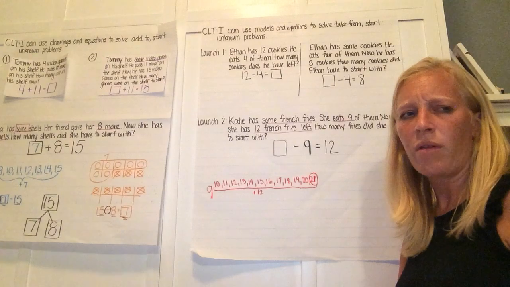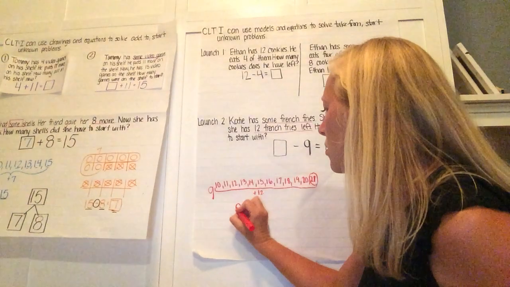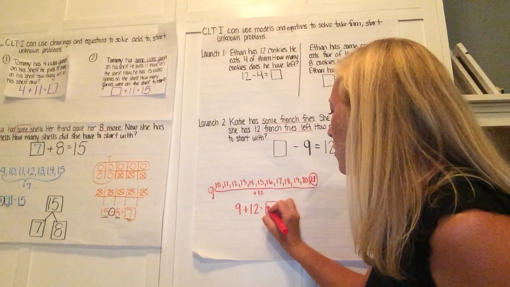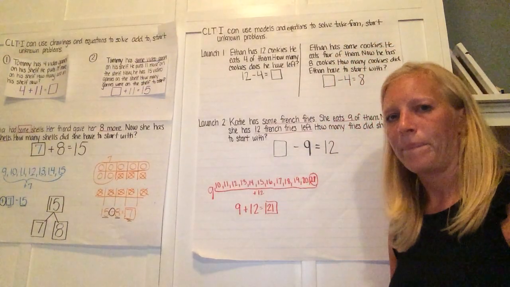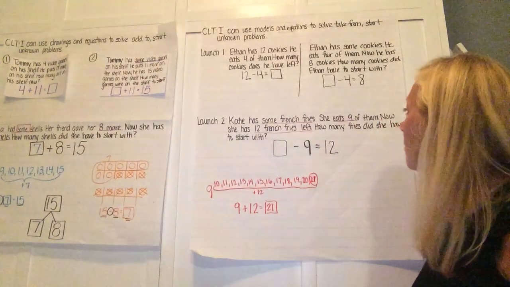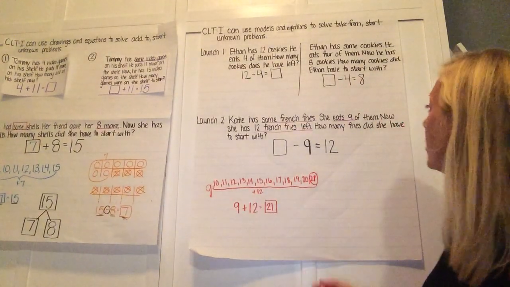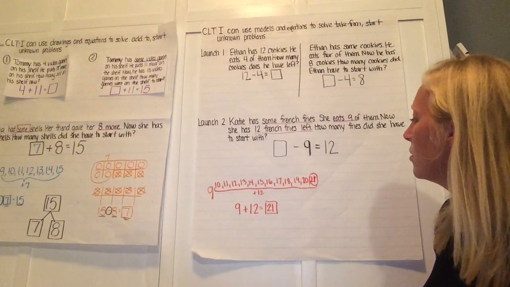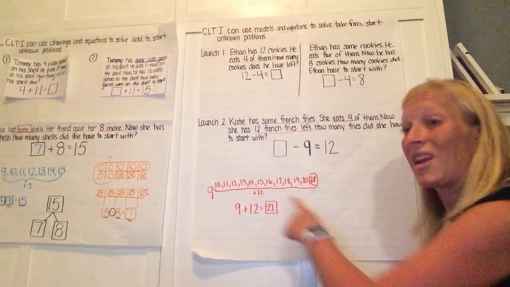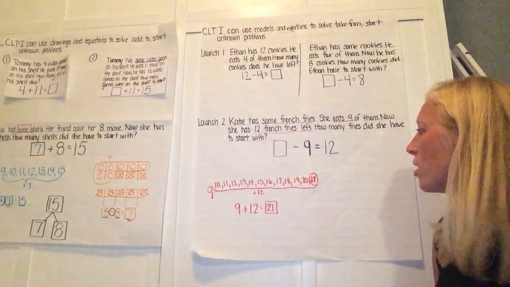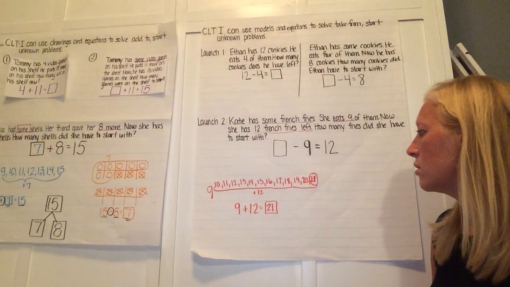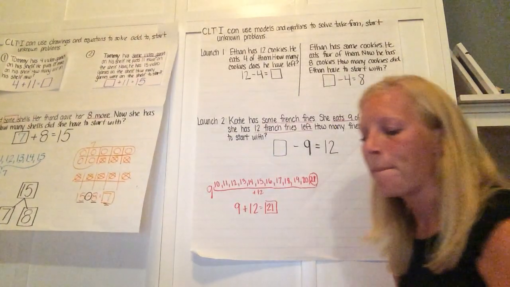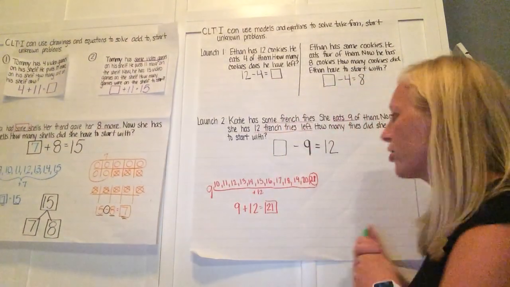So what did you do to help you solve this? Okay. What does your 9 represent? The 9 that she ate. Okay. What does the 12 represent? The 12 she had left. So what does the 21 represent? How many she had to start. Okay. I want you to share yours.